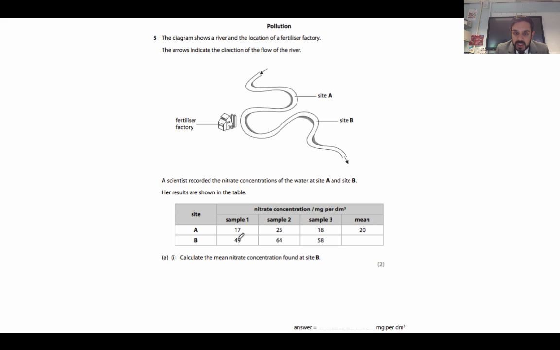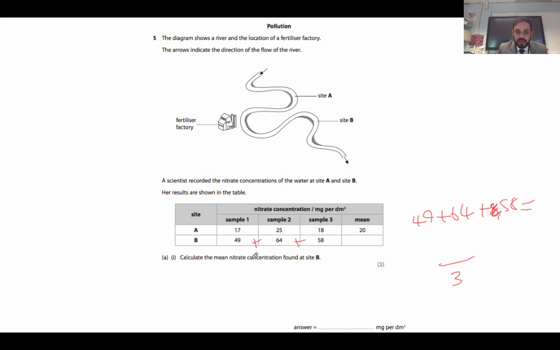Well, how do you work out the mean? You add the numbers up and you divide by 3. So 49 plus 64 plus 58 equals, and then divide that number by however many you've got. I haven't got a calculator on me at the moment, but it should be quite straightforward. Add them all up and divide by however many you've got, and that will give the mean.